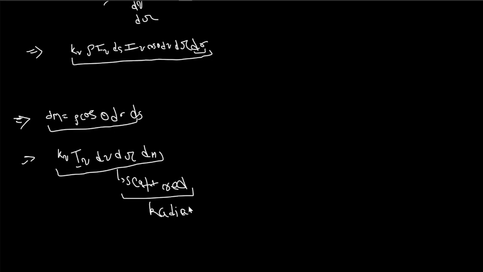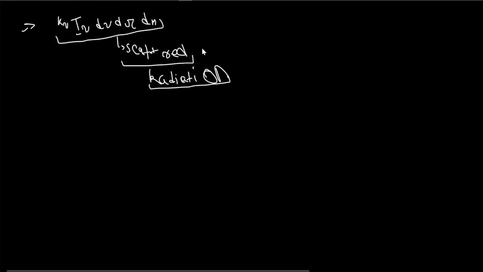Sorry for the bad writing. Okay. So this is how we define the scattered radiation. But the fact is that the radiation is also scattered in all directions, not only in one particular straight direction. So we also have to define an angular distribution of the scattering of radiation. For this, the important part is the phase function.